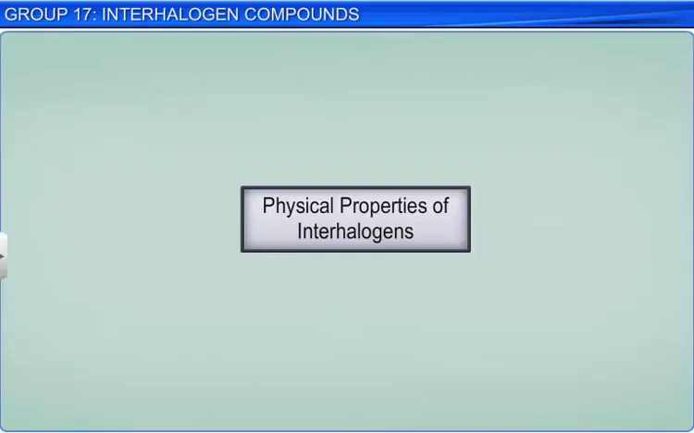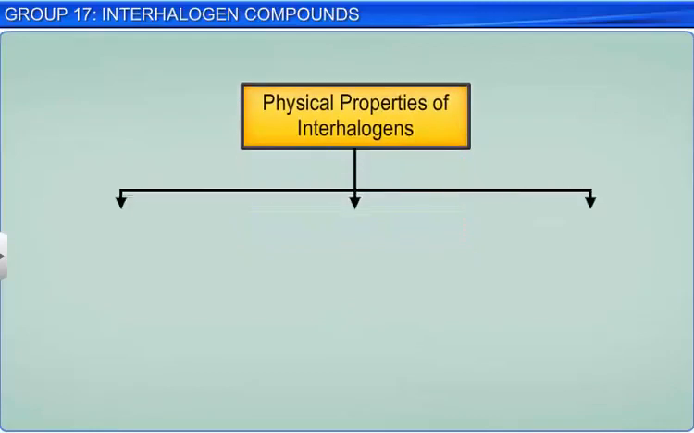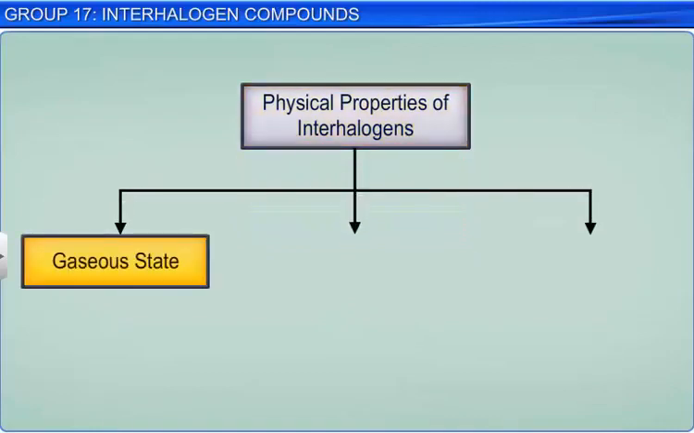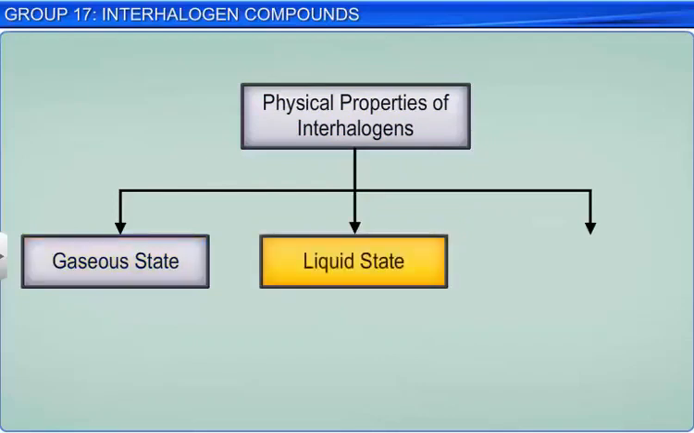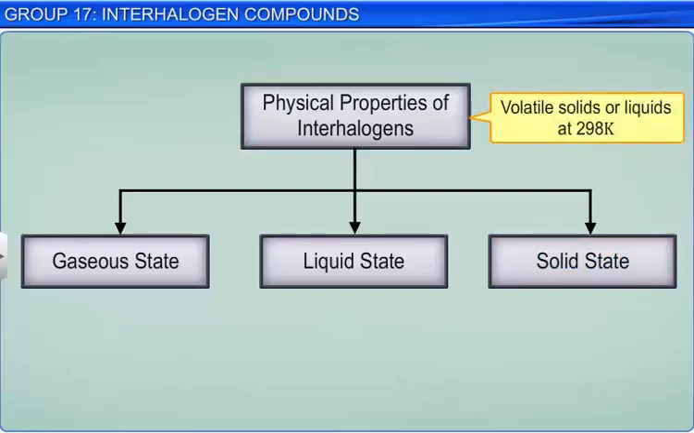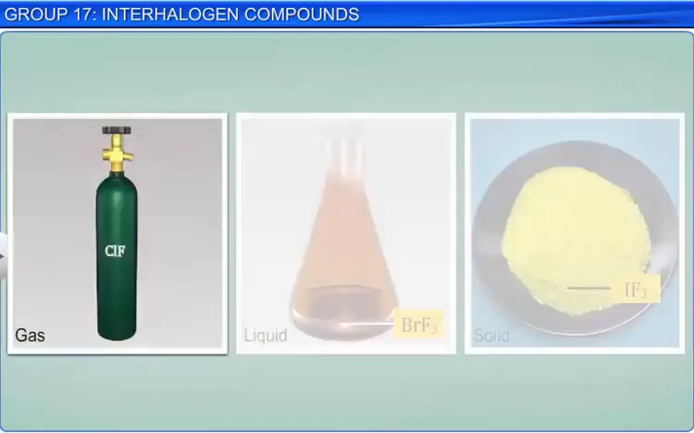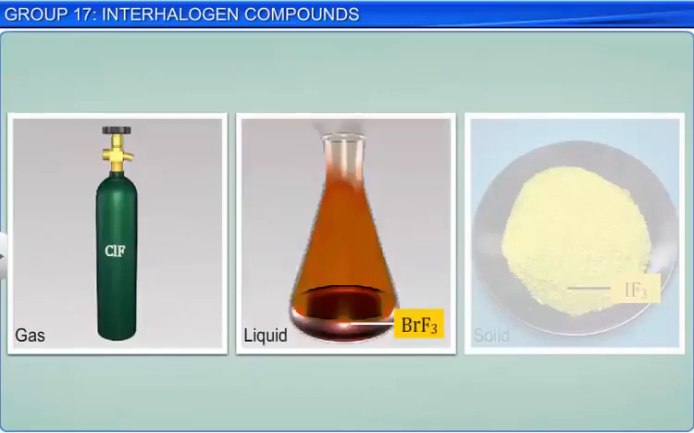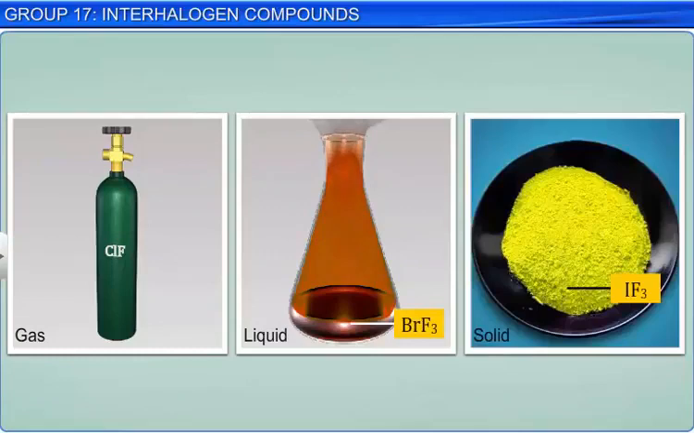Now let us discuss some of the physical properties of interhalogen compounds. Interhalogen compounds exist in gaseous state, liquid state, or solid state. Most of these compounds are volatile solids or liquids at 298 Kelvin, while the remaining are gases. For example, chlorine monofluoride is a gas, while bromine trifluoride and iodine trifluoride exist in liquid and solid state respectively.